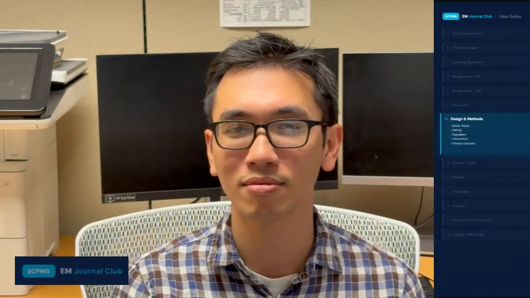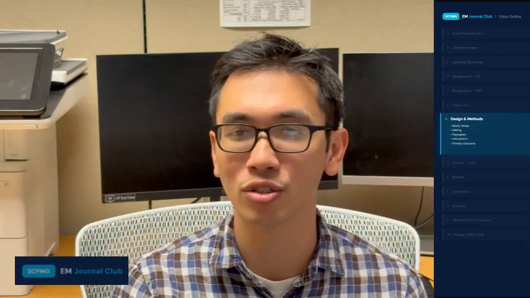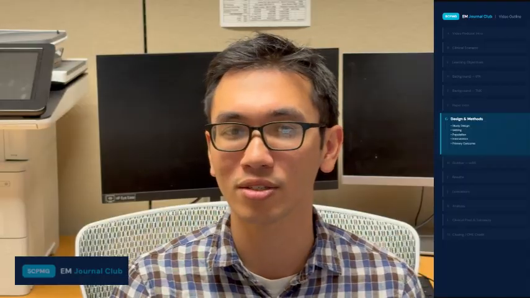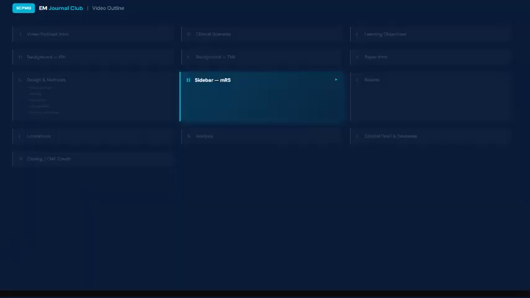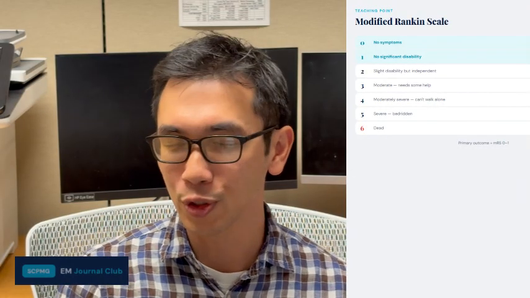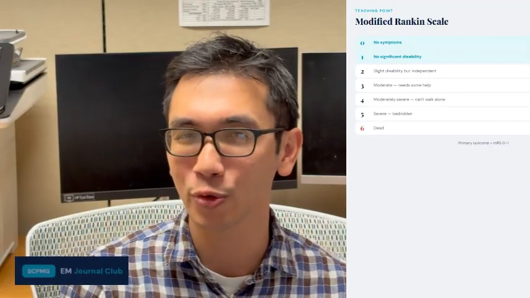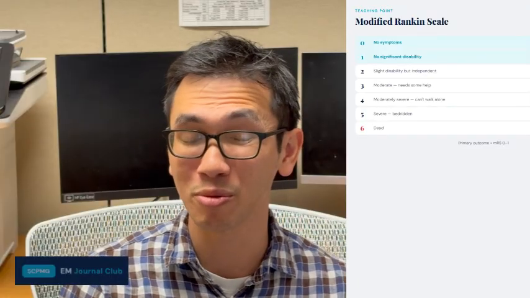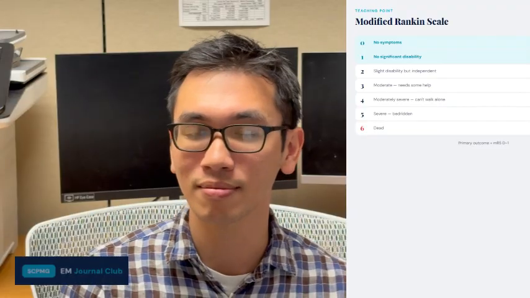Primary outcome. The proportion of patients achieving a modified Rankin scale score of 0 or 1 at 90 to 120 days. And this is a good time for a sidebar. Sidebar, modified Rankin scale. If you read stroke literature, you're going to see the Modified Rankin Scale, or MRS, in virtually every paper. It's a 7-point scale that measures disability.